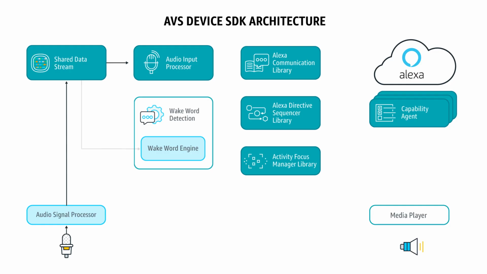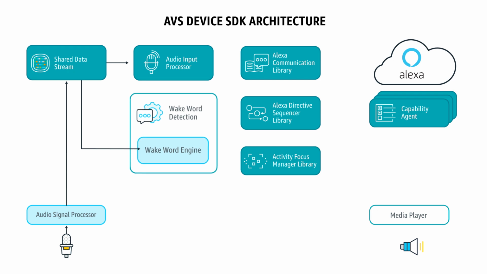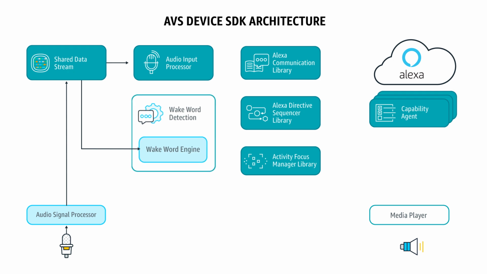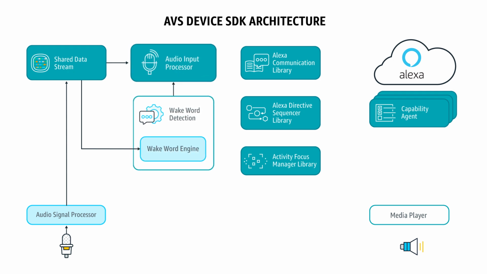When the data goes to the wake word engine, it's detecting wake words, or words that trigger it to listen for a command. In this case, the wake word is Alexa. The audio stream Alexa goes to the wake word engine, which then says, oh hey, Alexa's a wake word, and it triggers the audio input processor.